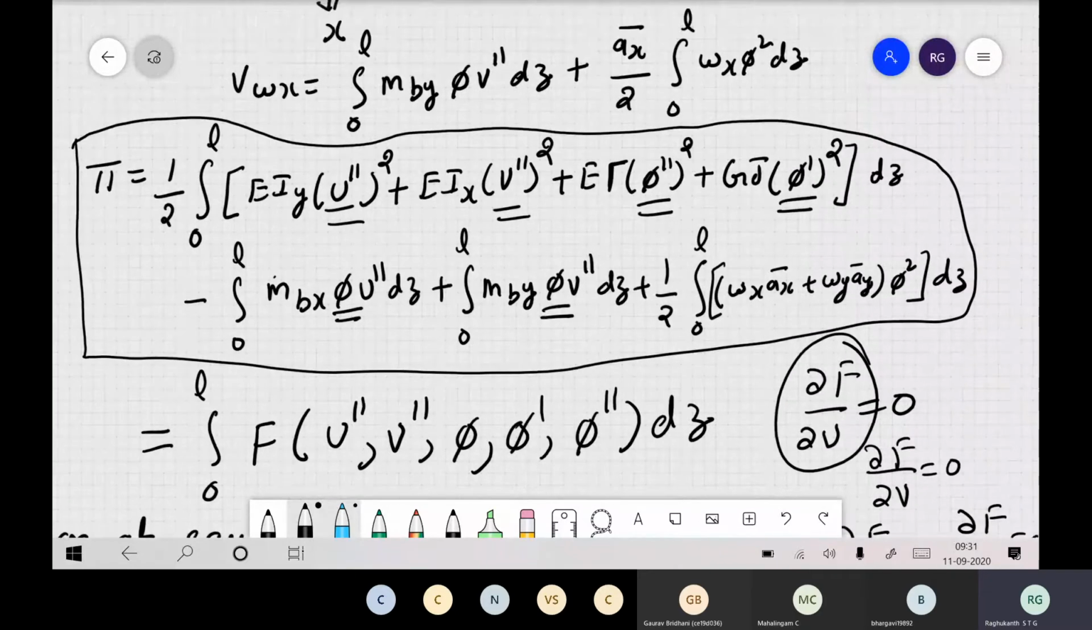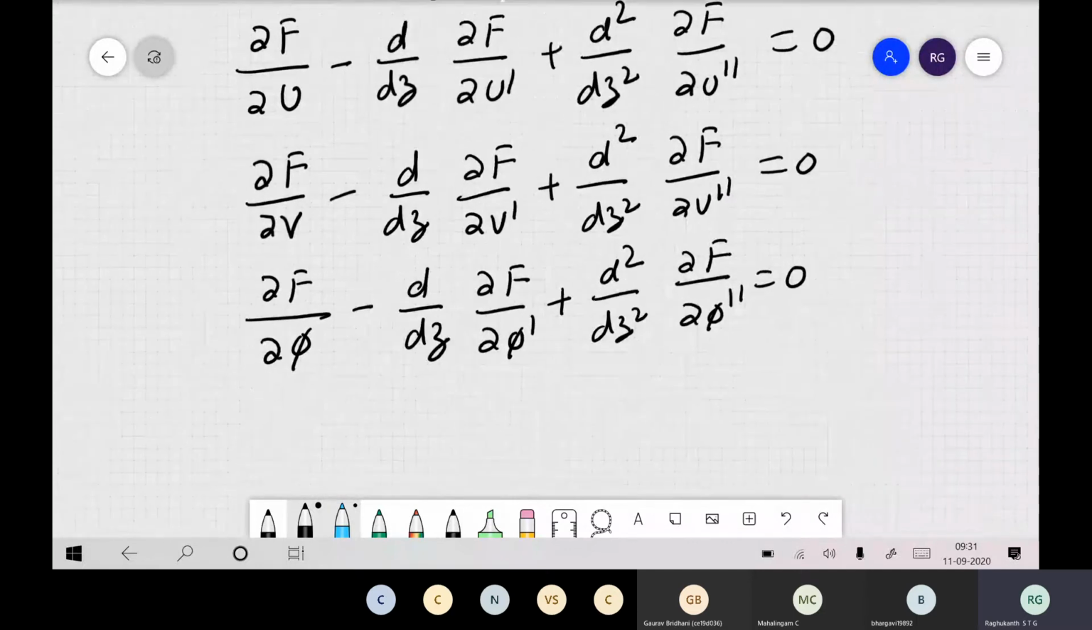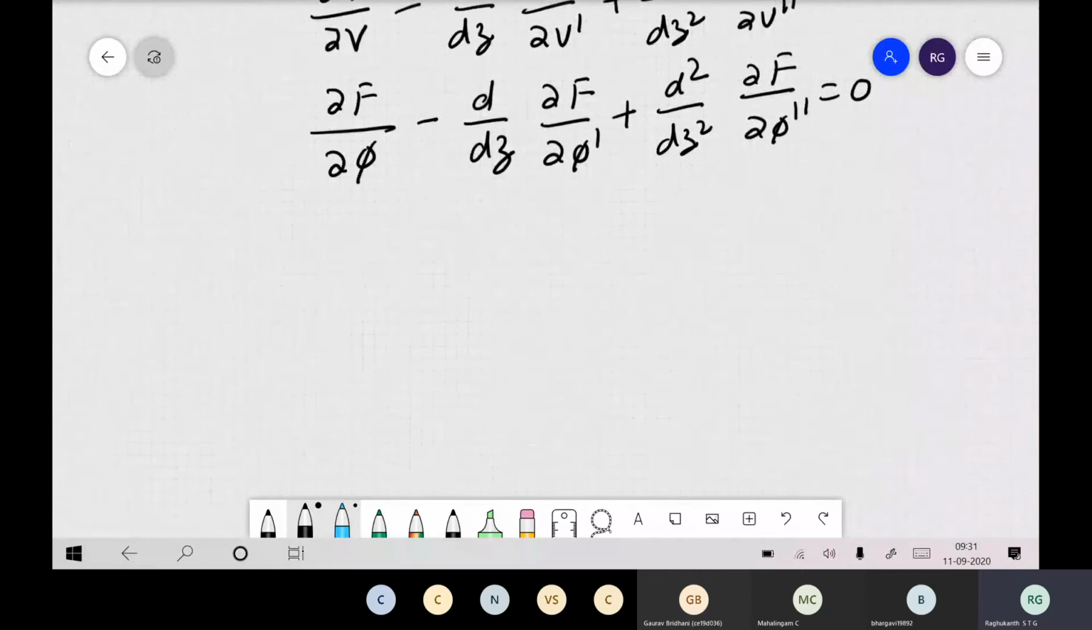But ∂f/∂u'' you are having u'' here. So this becomes 2 times u'', and this becomes 2 times v''. All those terms will come into picture. So you just substitute all those things in our Euler-Lagrange equations. You will get our equations of equilibrium.